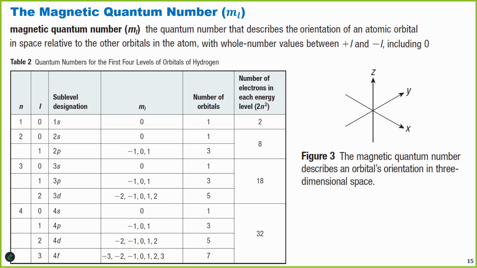So for example, when l equals 1, there are three possible orbitals: +1, 0, and -1, which is shown here in table 2. These three types of orbitals are all p orbitals, but they differ from each other by their orientation in space. For example, if you think of an xyz coordinate system in three-dimensional space, the magnetic quantum number describes an orbital's orientation in three-dimensional space.